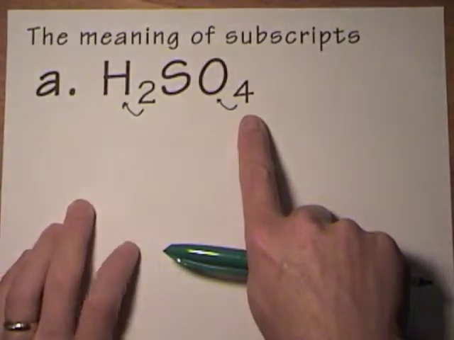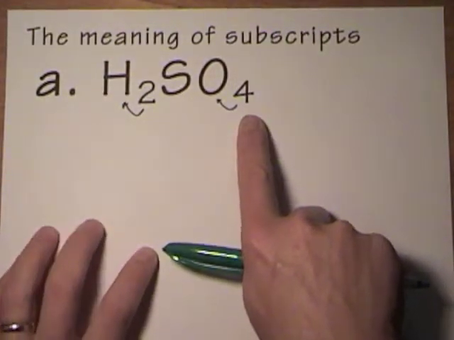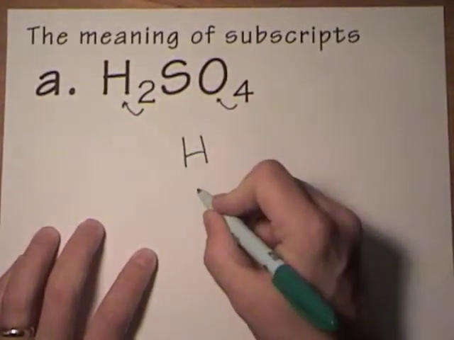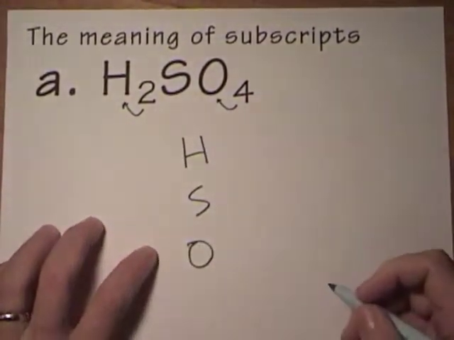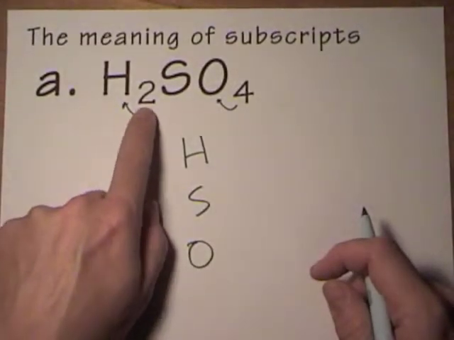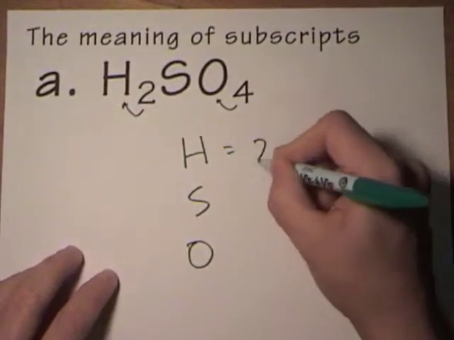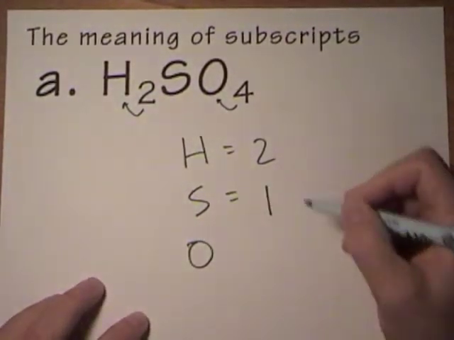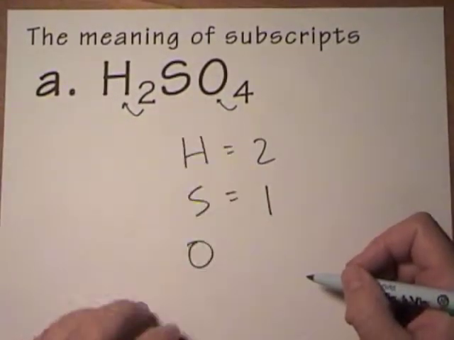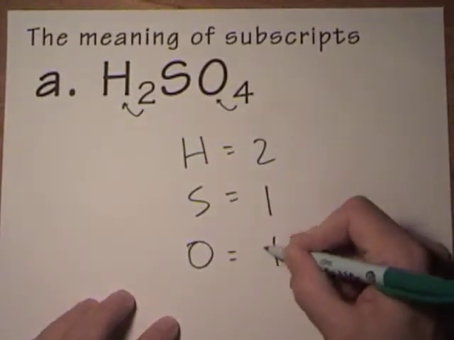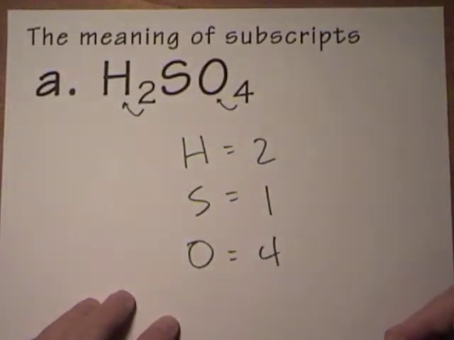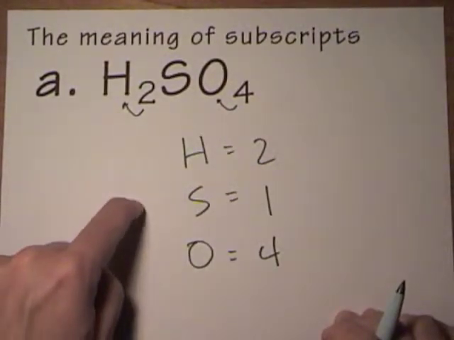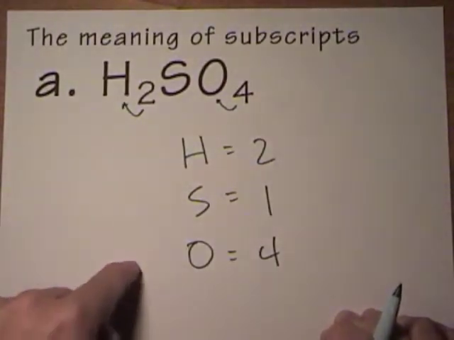If I were counting how many atoms of each element there were, what I could do is list the elements, hydrogen, sulfur, and oxygen, and then the subscript 2 says there are 2 hydrogens. There is no subscript for the sulfur, that means there's just one sulfur. And there's a subscript of 4 for the oxygen, so that means there's 4 oxygens. How easy is that? If you want to write the names of these elements, just find their symbols on the periodic table, and then you can write the names next to them.